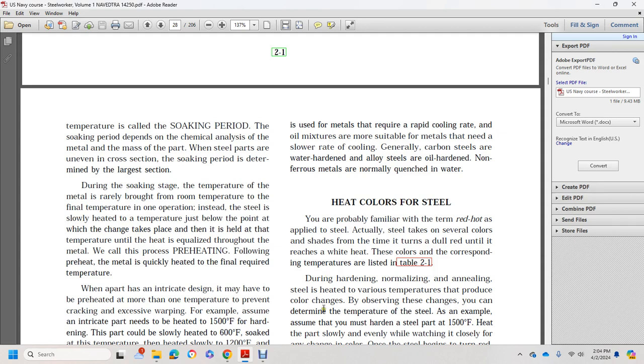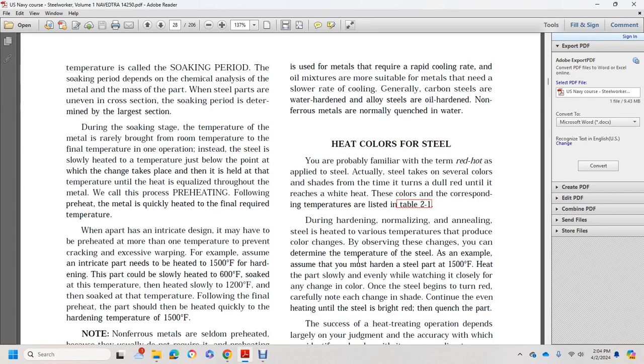Heat colors for steel. You're probably familiar with the term red hot as applied to steel, but actually steel takes on several colors and shades as it heats, from dull red until it reaches white heat. These colors correspond with the temperatures listed in Table 2.1. During hardening, normalizing, and annealing, steel is heated to various temperatures that produce color changes. By observing these changes, you can determine the temperature of the steel.